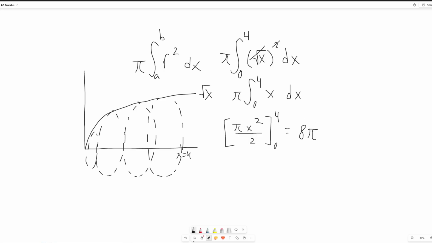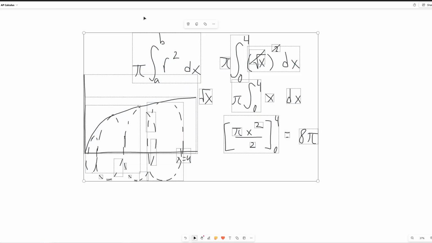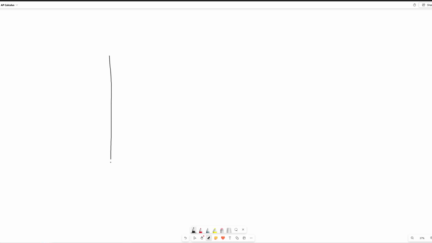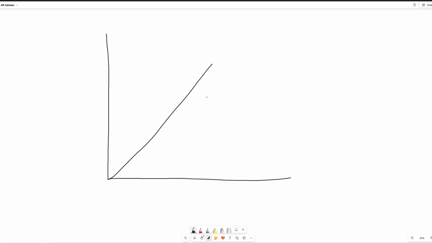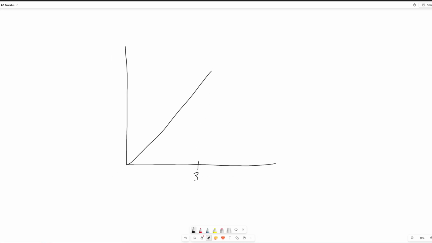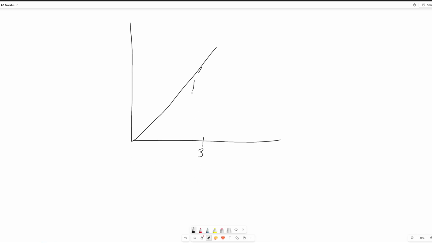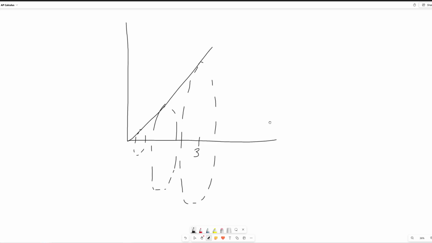So let's look at another example of this. If we take the function y equals x, and we wanted to rotate it about x equals 3, what is that going to look like? Well, it's going to look, again, like a rotation, kind of like this, like a big circle, and then it gets smaller and smaller. So over here, it's going to end up being pretty small. So, let's plug it into a formula.